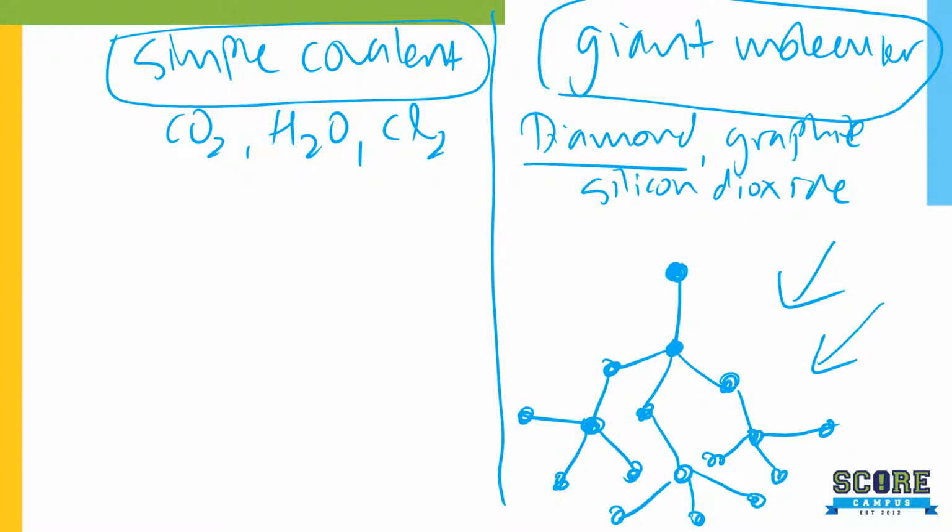I'll explain a bit more about diamond and graphite right now. You know that they are both giant molecular substances, right? For diamond, I already showed you just now how the atoms are arranged. It's this way, right? It's not very clear, but I hope you get the picture.